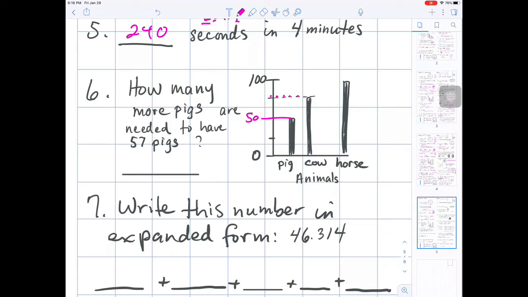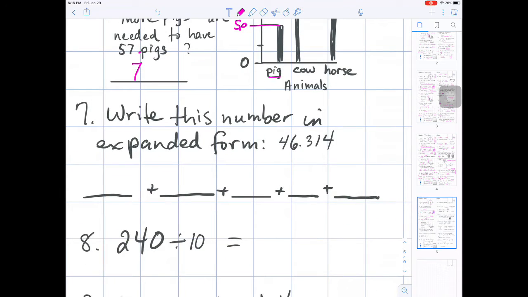How many more pigs are needed to have 57 pigs? Well, I have 50 pigs. I know this line is here, but I'm talking about pigs. And I want to go from 50 to 57. I need 7 more pigs.